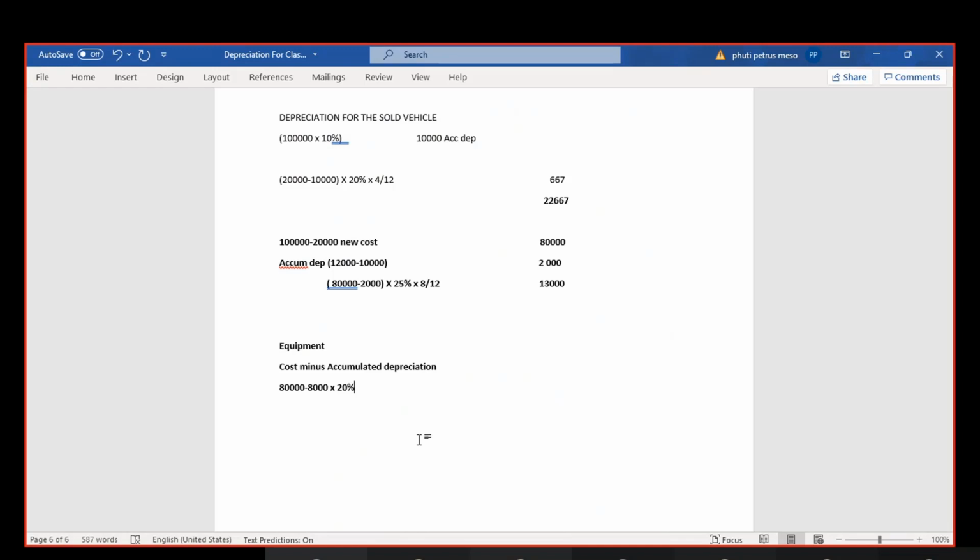Okay, did you try and get the figure for me? How much is the final figure for the depreciation? This one, you'd say 80,000 minus 8,000. And then you multiply this by 20%. So you put 14,400 rands. Are we on the same page? 14,400 rand. And then we go back and look at the question again.